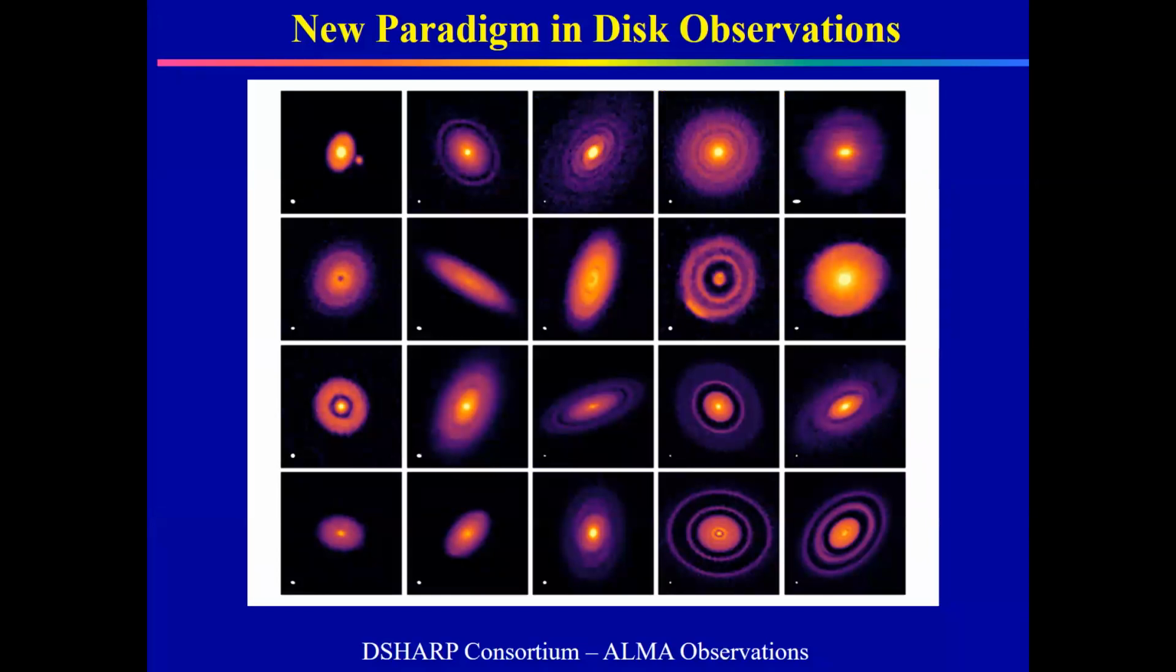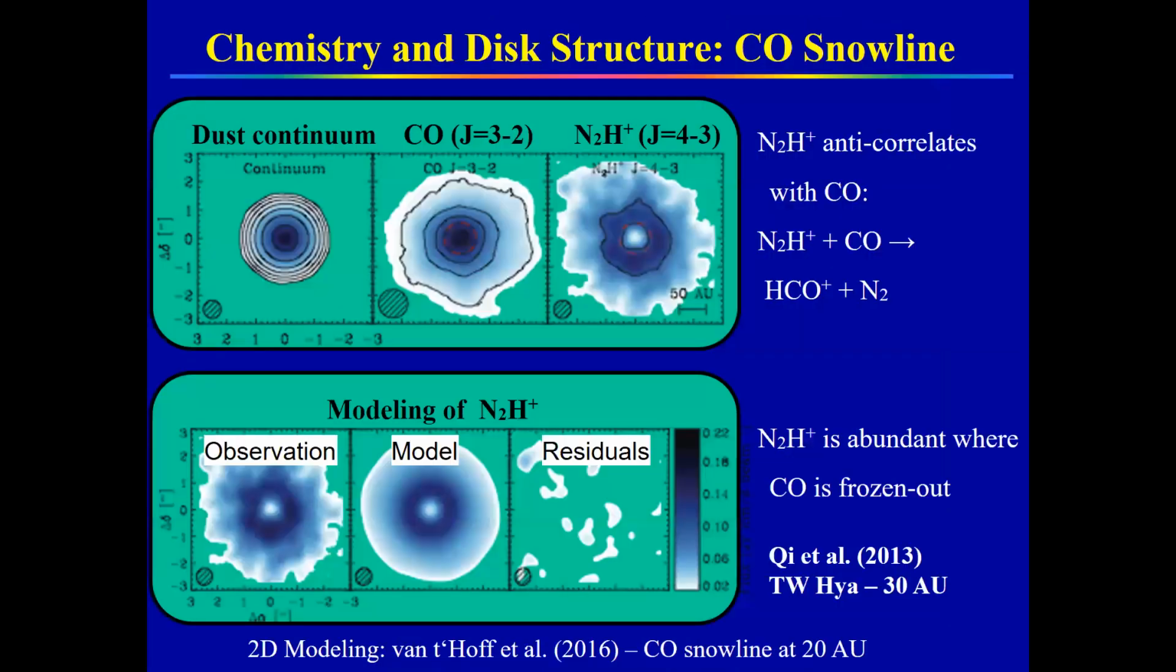So Catherine already showed you the diversity in chemistry, but here's a diversity in structures. There is nothing like a smooth disk any longer. So we teach our students for a long time that we have power laws for temperatures and surface densities. Now we see all these ring structures, but we also see spirals in certain classes of massive disks. So that has to be taken into account if you want to understand the chemistry.